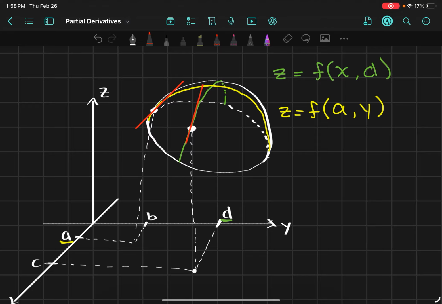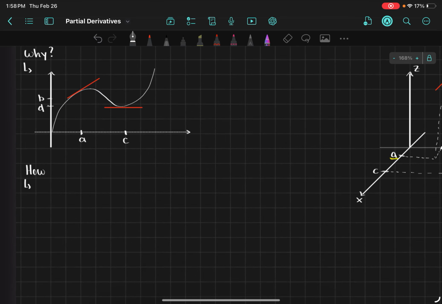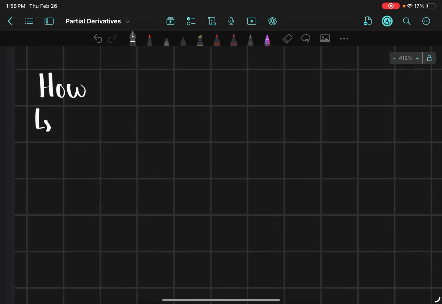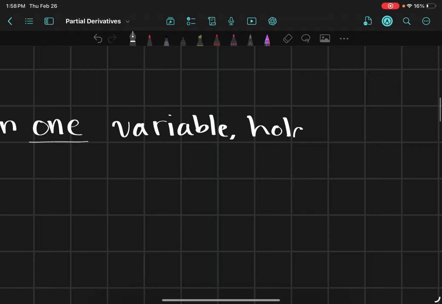It's a fundamental topic within Calculus 3. It's something that you are going to be doing constantly. So I guess the question that we are asking is, how do we do it? Well, essentially how we do it is we derive in one variable and hold the others constant.